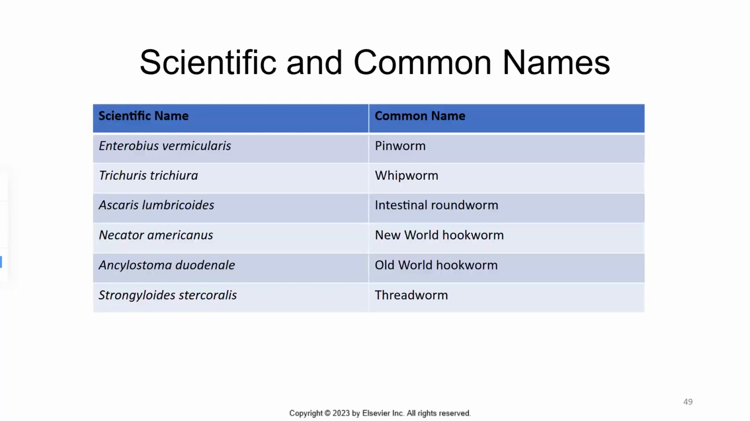So moving on to the nematodes, or the roundworms. The common and scientific names for our key players here are listed here. So Enterobius vermicularis, Trichuris trichiura, Ascaris lumbricoides, Necator americanus, Ancylostoma duodenale, and Strongyloides stercoralis.